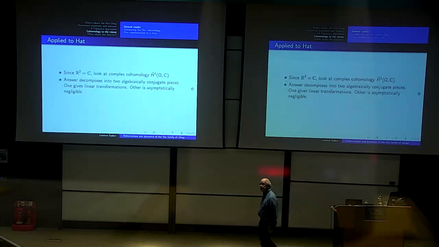Okay, so now what does it tell us about the hat? Well, we're looking at things in the plane. So when I say with values in R^2, I might as well be saying with values in the complex numbers. So we're looking at the complex valued cohomology, and the answer decomposes into two pieces. One of them gives linear transformations. The other one is asymptotically negligible, just like Fibonacci. So how the heck do we compute this cohomology?